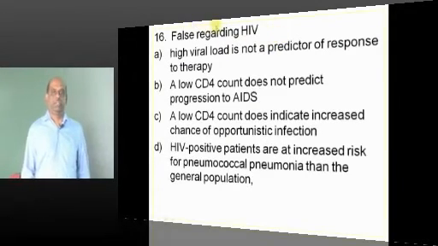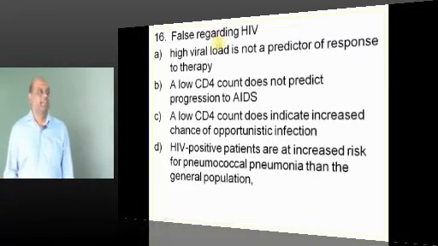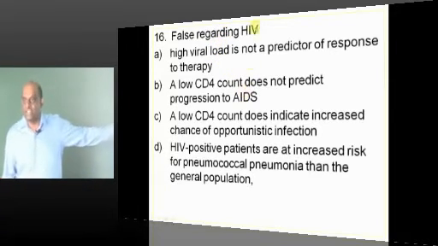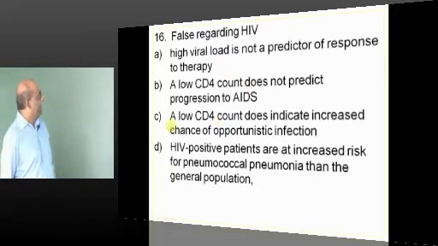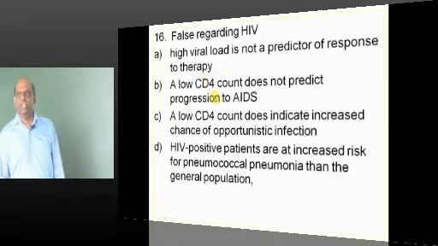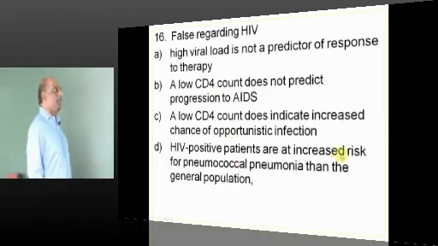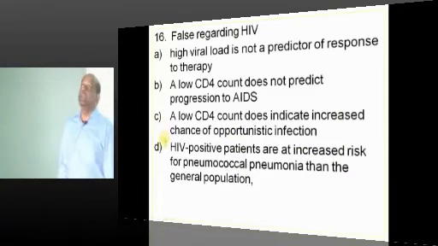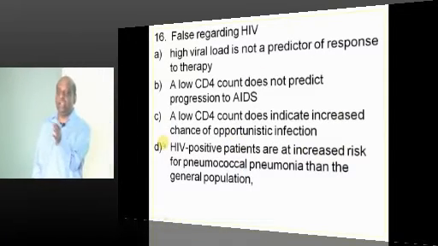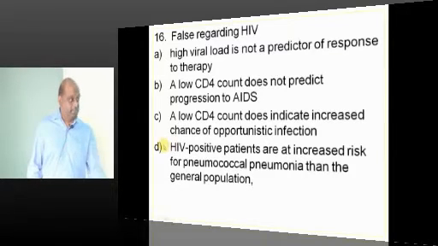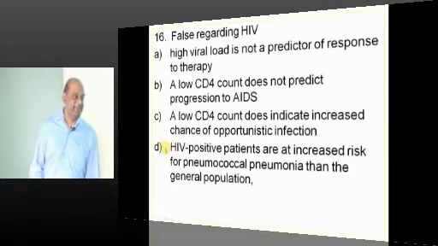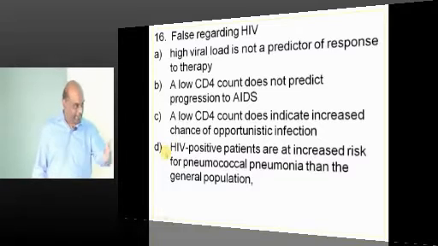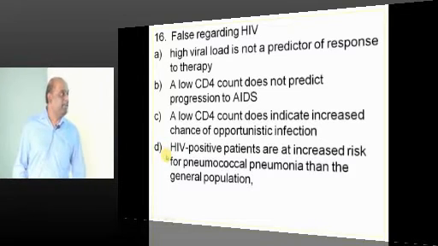Now, what is wrong about HIV? Very fundamental question. Give your guesswork. Here you can guess. B. A low CD4 count, you mean predicts? Predicts? I will show you, people with 70 or 80 CD4 count are also contesting for member of parliament and happily participating in athletics.